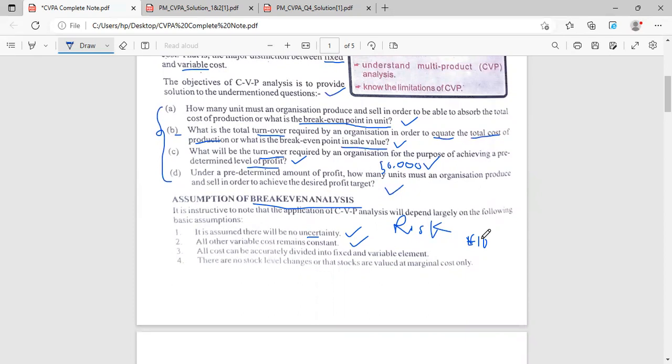Are you getting it? Yes, sir. So that's why we say there's no uncertainty. And again, variable cost remains constant. That explains it. So nothing is going to change this variable cost. So it remains what? Constant. Then next is what? All costs can be accurately divided into fixed and variable costs.